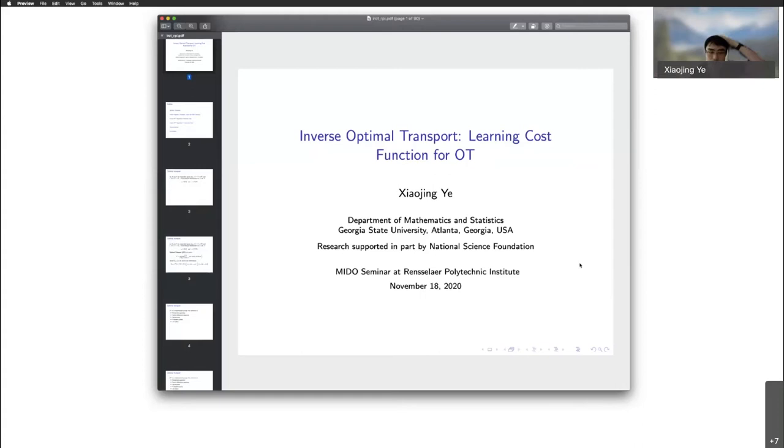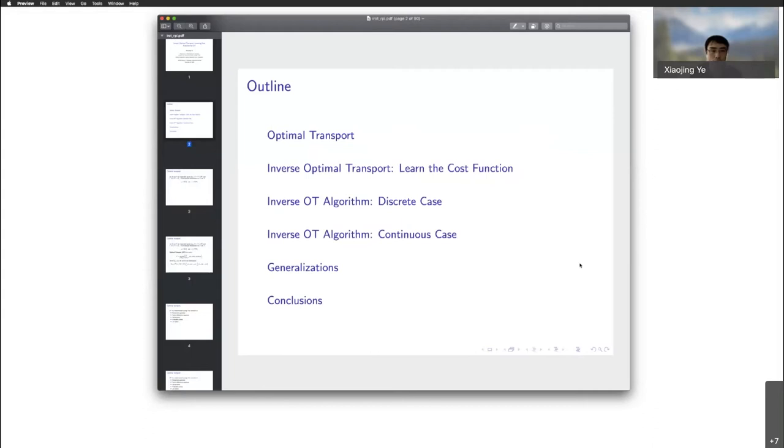So here's our outline. I'm going to first talk about optimal transport, just to give some background. Then I will talk about inverse optimal transport, the problem that we're trying to solve here. We consider algorithms for solving this problem in the discrete and continuous cases separately. Then, if time allows, I will talk about some generalizations of the approach we take, and make a conclusion afterwards.